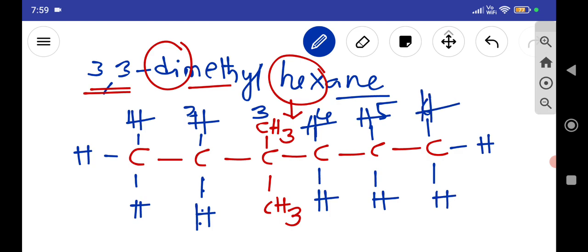having CH3. So by this method you can write either the IUPAC name, or you can also write the structure from the given IUPAC name. So in board exam you will get it for 5 marks.